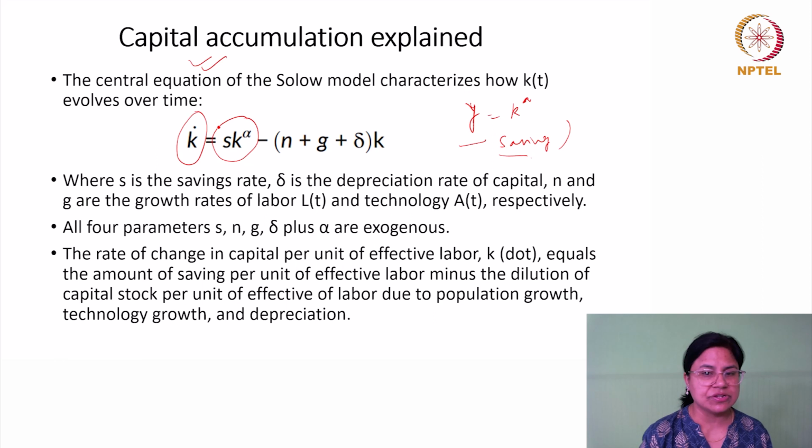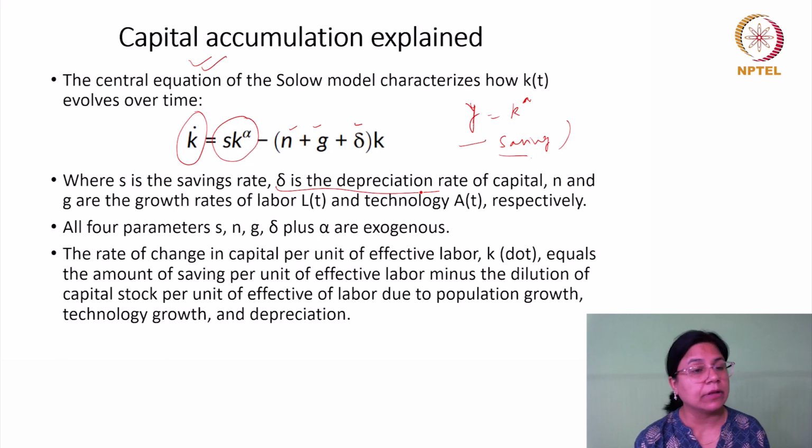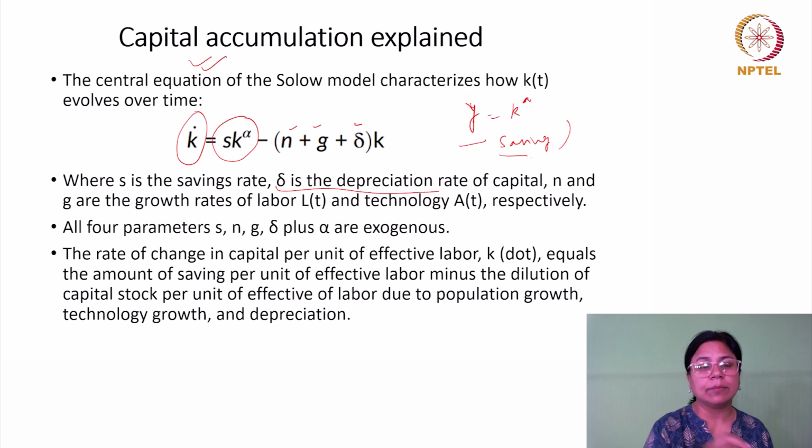However, there are leakages also. So what are those leakages? If you look at it, there are certain proportions that have been identified as the leakage. This delta is basically the depreciation rate of the capital, because the capital is likely to depreciate over a period of time. So that has been introduced. Then there is n and g, which are the growth rates of the labor and the technology.